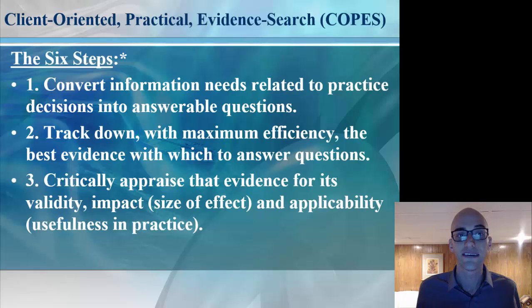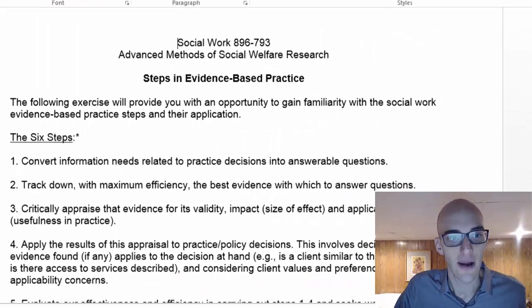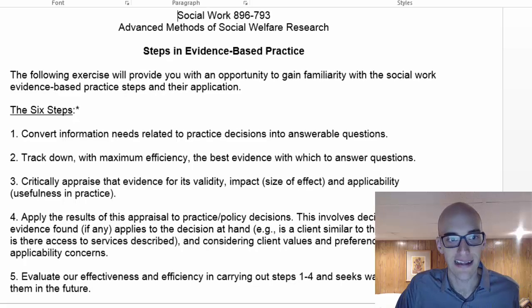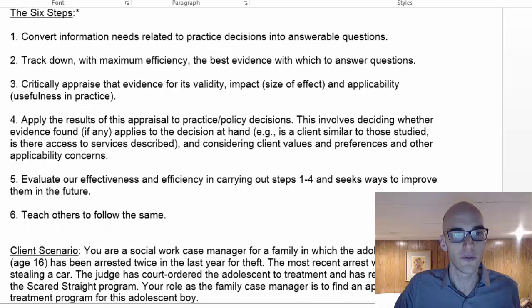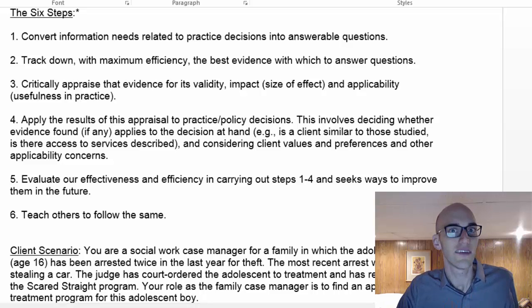So for the COPES questions, the 6 steps are: 1, converting the information needs related to a practical decision into an answerable question. And I'll show you examples of this. So from this handout on D2L, I've got the same things from my slide. I'm just going to use this Word document instead. So, converting the information needs related to the practical decision into an answerable question. So let me just give you a case scenario and I'll try to illustrate this a little bit more.